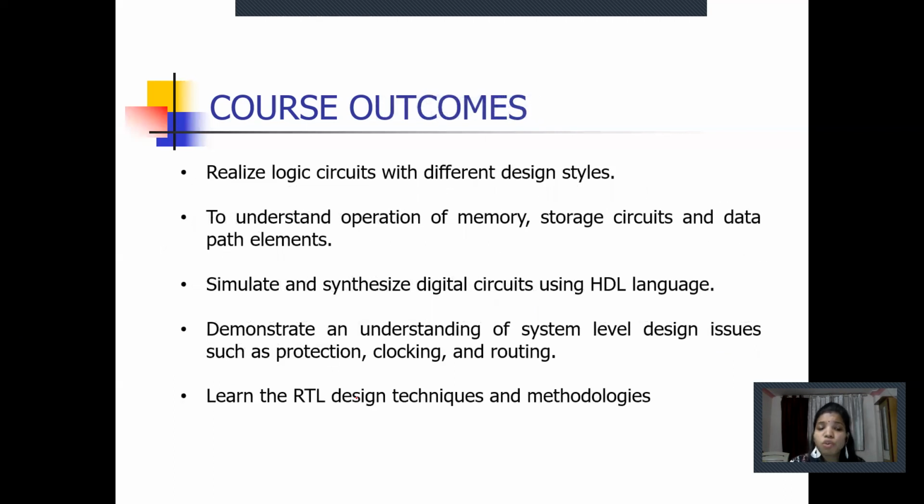Now, next is the outcome. Once you completely study the subjects, what outcome should be expected from you all? First, once module 1 is done, it is expected you can realize any circuit with any style, because module 1 is totally related to design style. So once module 1 is done, you will have command on this. Next is to understand the operation of memory, storage, and data path elements. That is related to modules 2 and 3. Module 2 was about memory, SRAM, DRAM, and module 3 is full adder, carry look ahead adder, carry save adders. So modules 2 and 3 are part of this outcome.